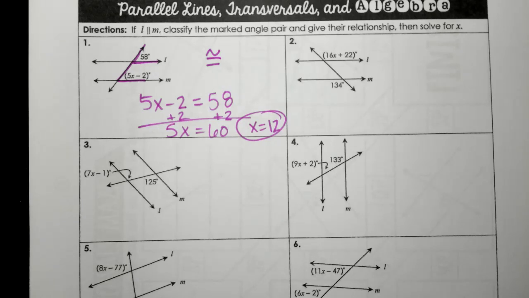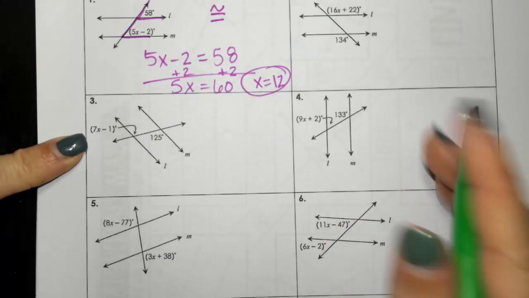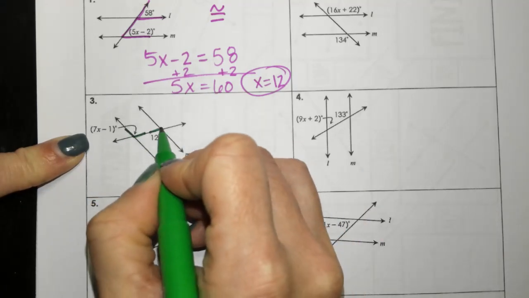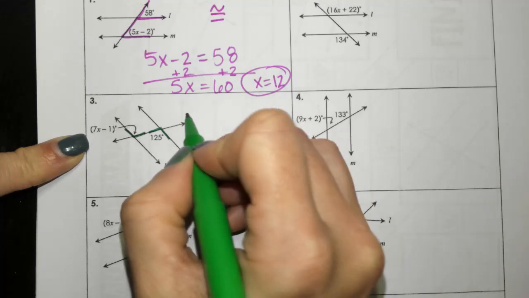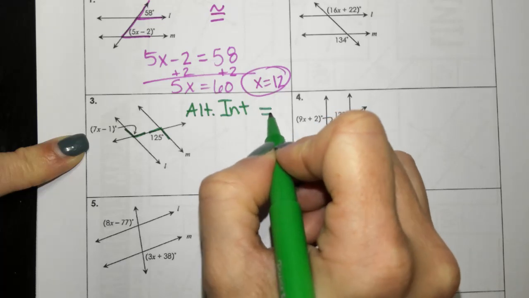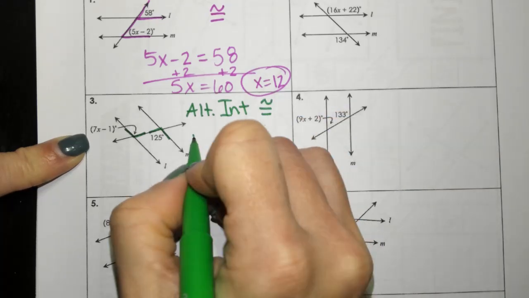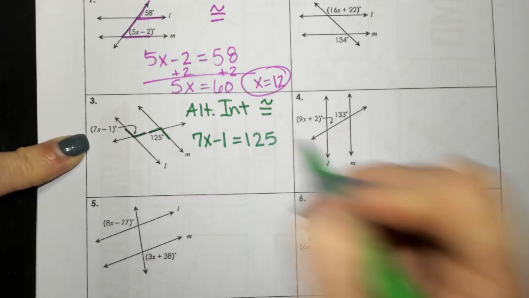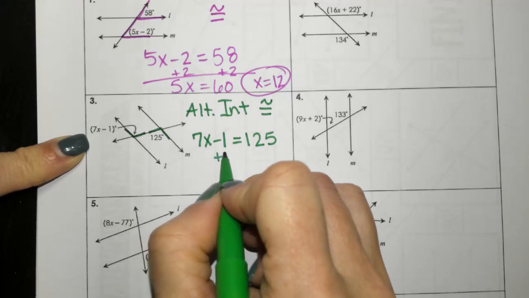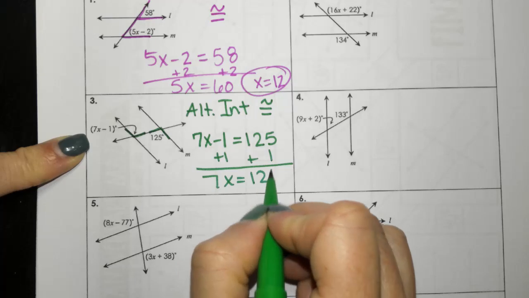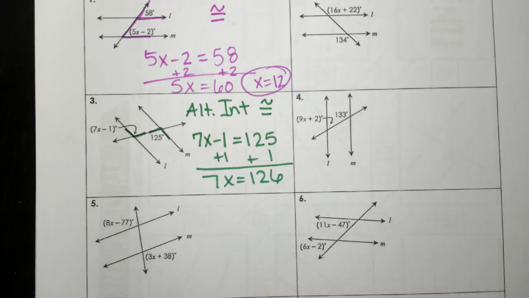So let's try a couple more of these. Number 3. This angle and this angle, the angles in which they gave me information, are alternate interior angles. Those are always congruent. Same deal. 7x minus 1 equals 125 degrees. Plus 1, 7x equals 126. What would that be? I'll give you a second to think about it. What would we do next?